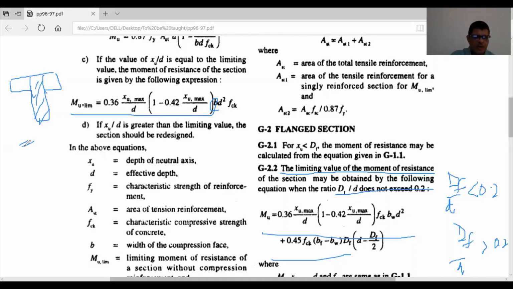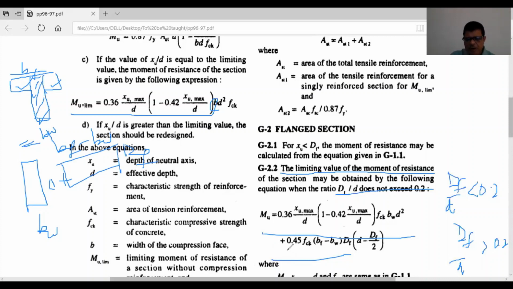So it can be equivalent to a rectangular section of bw into D. Okay, and then plus this part. So this part, what is the value? This is bf, and this is your bw. So this will be equivalent to a section having the width equal to bf minus bw and the depth equal to Df. So what is the moment of resistance of this?